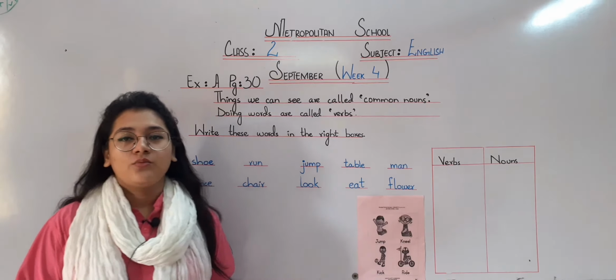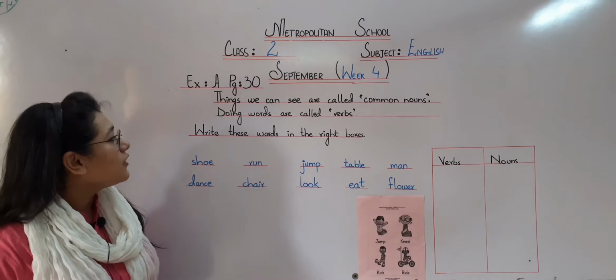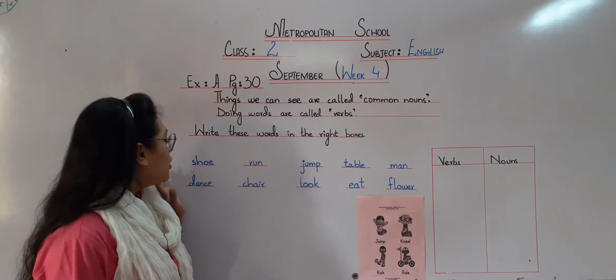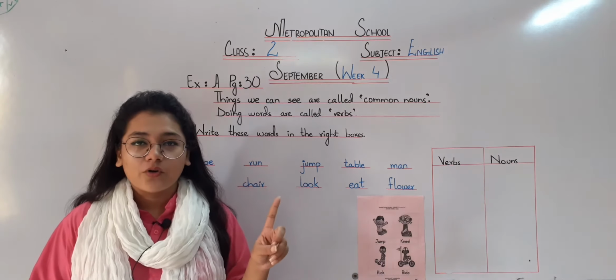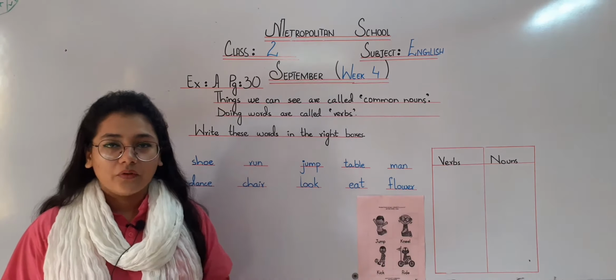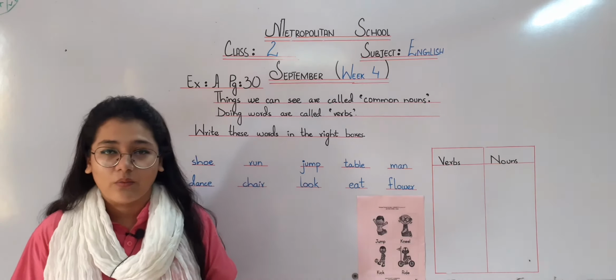Today, my dear kids, we are going to do exercise A of page number 30, and in this exercise, my dear students, we have to put these words into two columns. First one is verb and the next one is noun. So let's start with what is a verb and what is a noun.